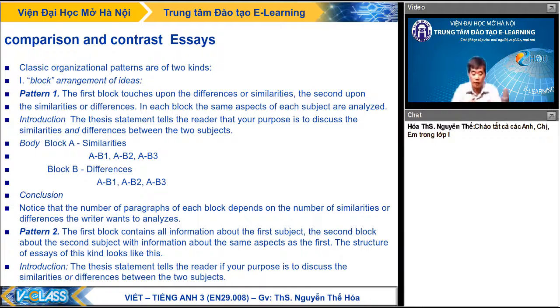And the second way means that you may write all the things in the first block that contain information about the first subject. In the second block, you may write the second matter, etc. And of course, in the introduction you may also have to write the thesis statement. It will tell the reader if your purpose is to discuss the similarities and also the differences of the two subjects.